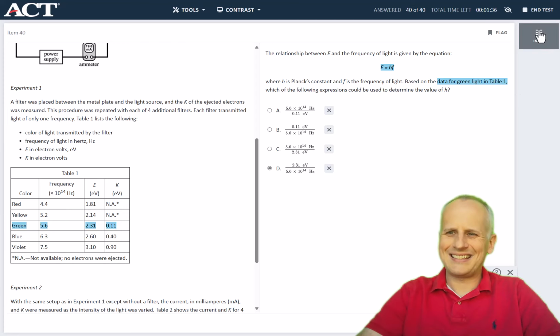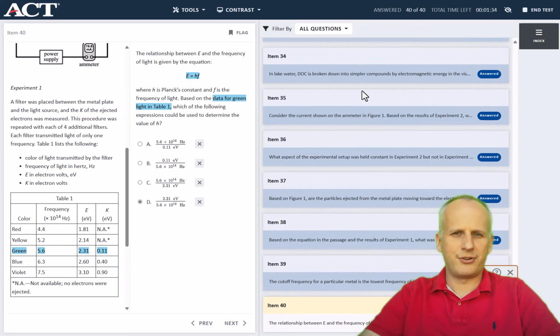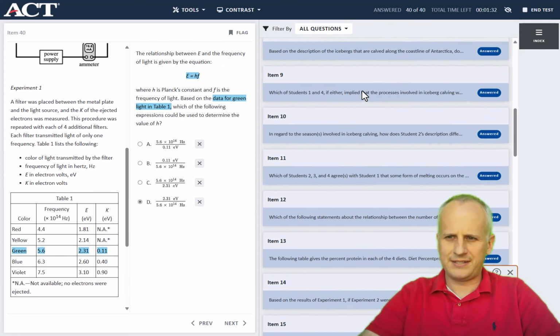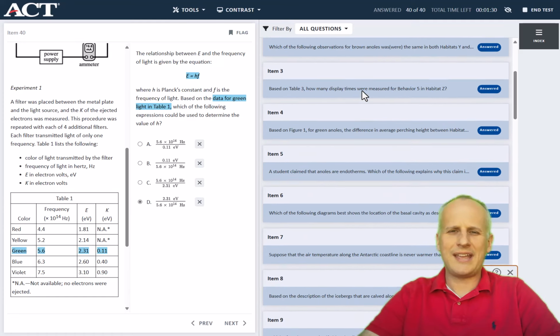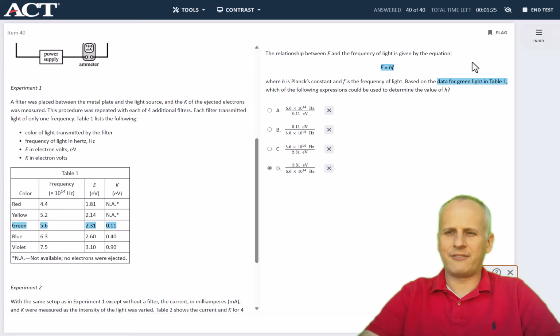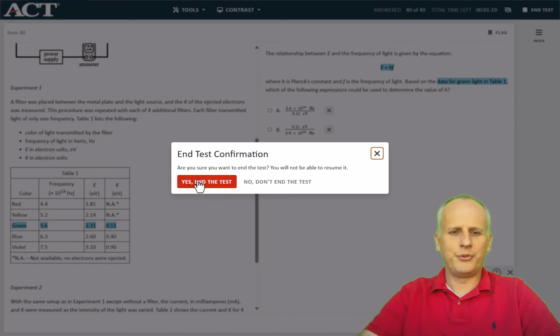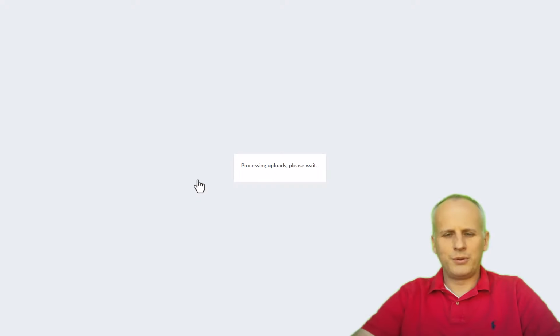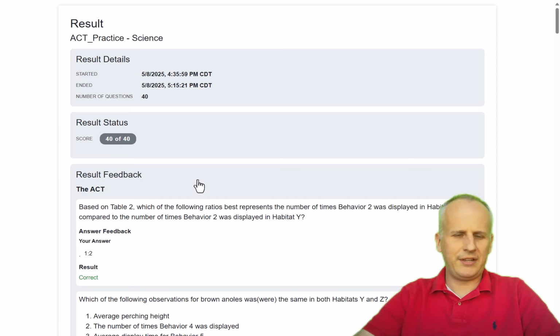You can select the index here to go back and make sure that you have answered all of the questions, and you can see here we have. And you can potentially also go back and address any questions that you may have flagged to return to. But for purposes of this video, we'll just go ahead and click next. We'll say yes, end the test. We will process our uploads for a moment, and ultimately we will see our results.